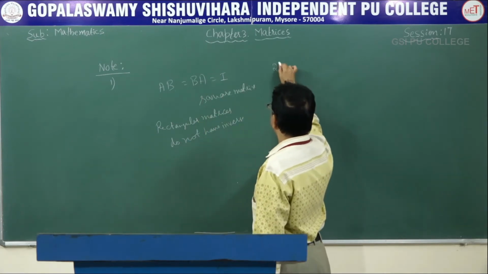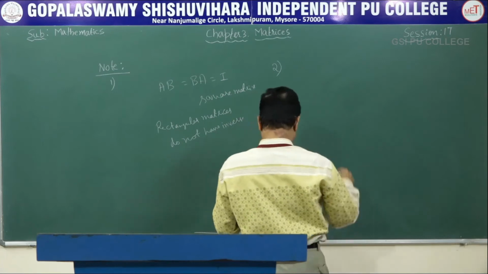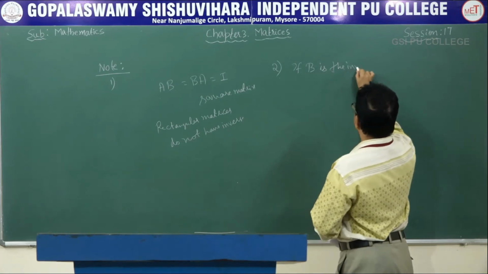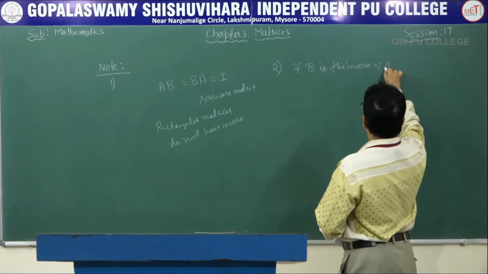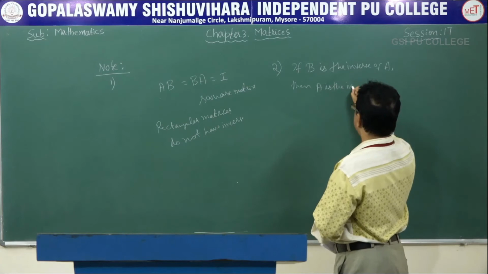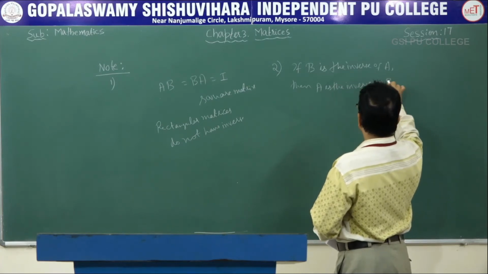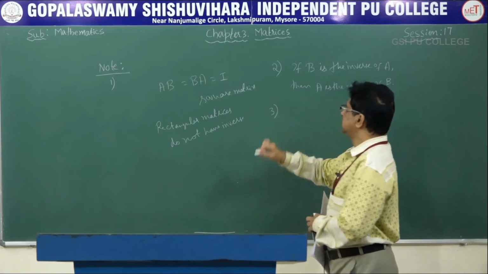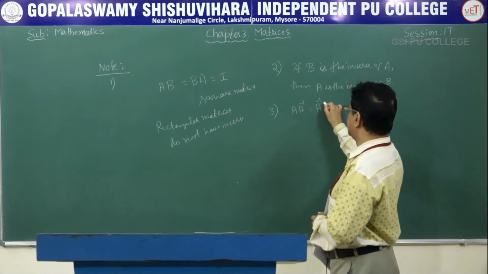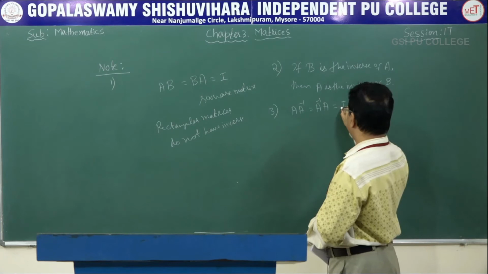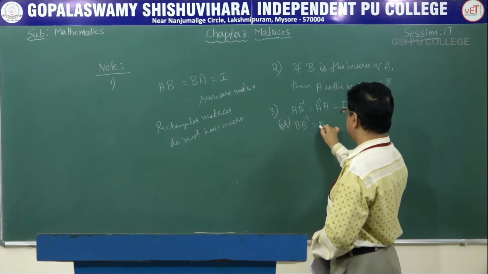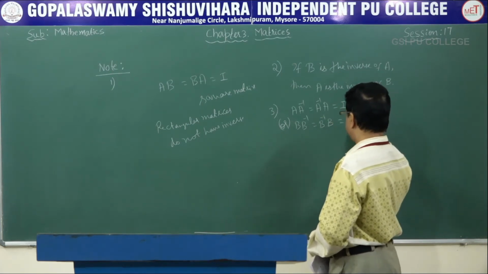And the second point is that if B is the inverse of A, then A is the inverse of B. And the third point is that A into A inverse will be equal to A inverse into A, which will be equal to I, or B into B inverse will be equal to B inverse into B will be equal to I.